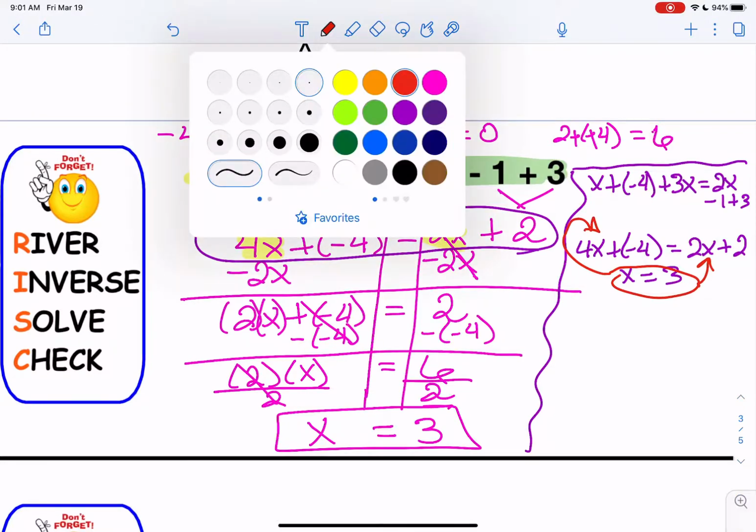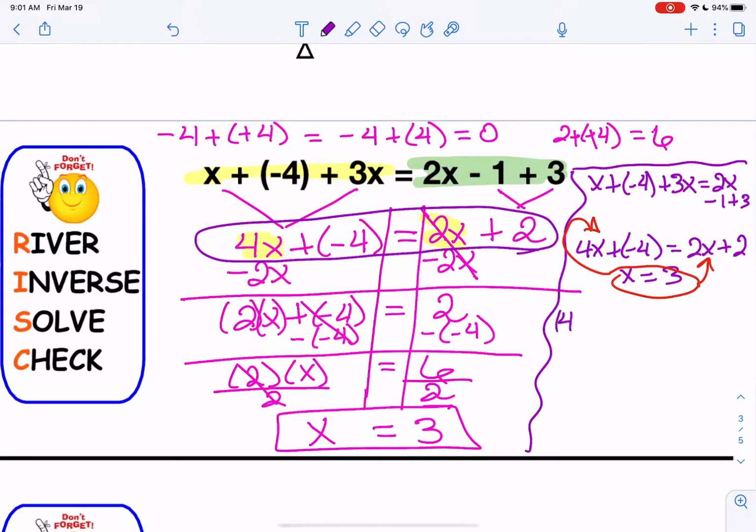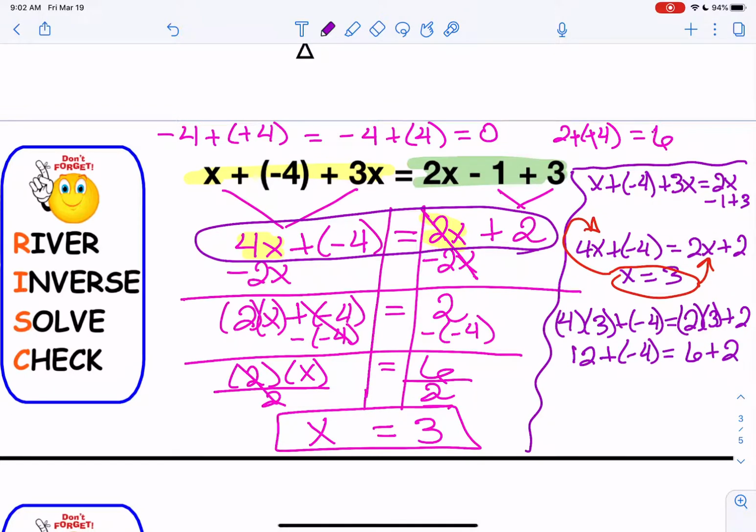And we end up with 4 times 3 plus negative 4 equals 2 times 3 plus 2. So 4 times 3 is 12 plus negative 4 equals 6 plus 2. 12 plus negative 4 is 8. 6 plus 2 is 8. 8 does equal 8, so we did it correctly. Okay, x does equal 3.